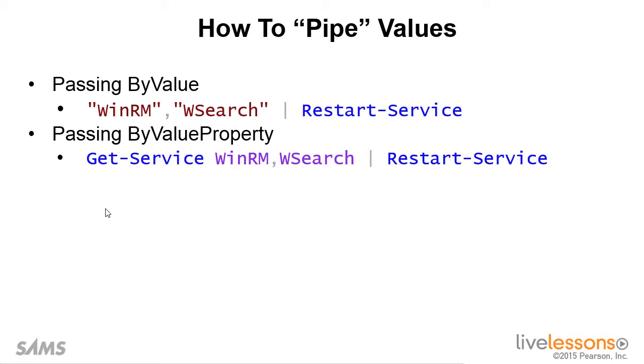You will see in this example that it is taking the Get-Service command with the WinRM and WSearch values and then piping it to Restart-Service. That will pipe it by value.